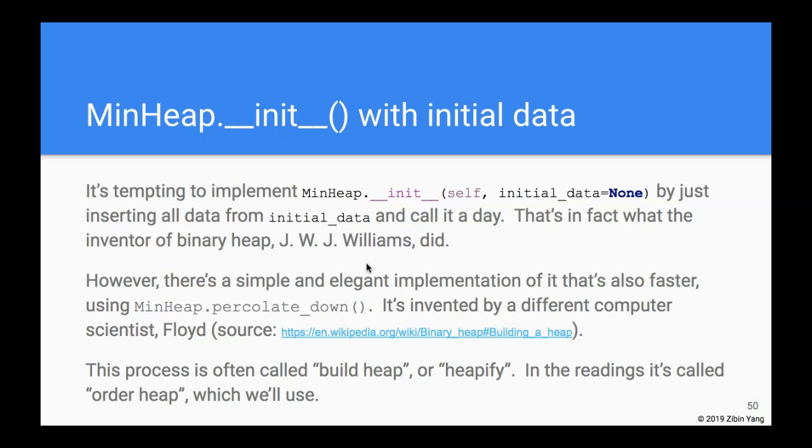Now, interestingly, there's actually a very simple and very elegant implementation that's slightly different, and it's also faster than what a naive implementation would do. And that would be using the percolate down method that we wrote. It's actually invented by a different computer scientist named Floyd, and this is the source if you want to look at what he did originally. And this process is often just called building a heap or heapify. Now in the readings it's called order heap, so we'll just continue with that terminology here.